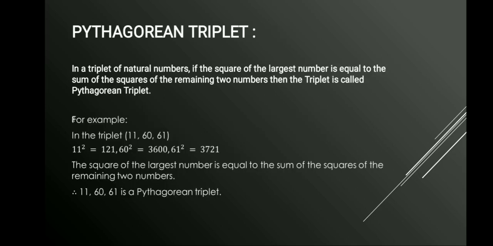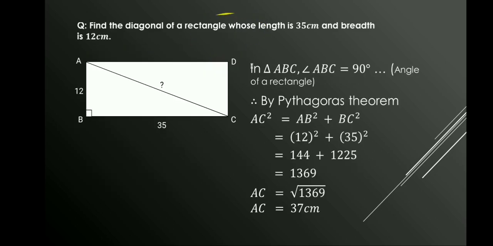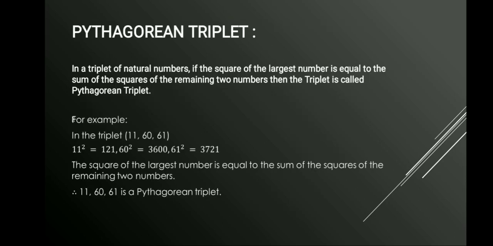Now come to Pythagorean triplet. What is a triplet? Triplet means a group of three of the same kind. So let's see what is a Pythagorean triplet. In a triplet of natural numbers, if the square of the largest number is equal to the sum of the squares of the remaining two numbers, then the triplet is called a Pythagorean triplet.